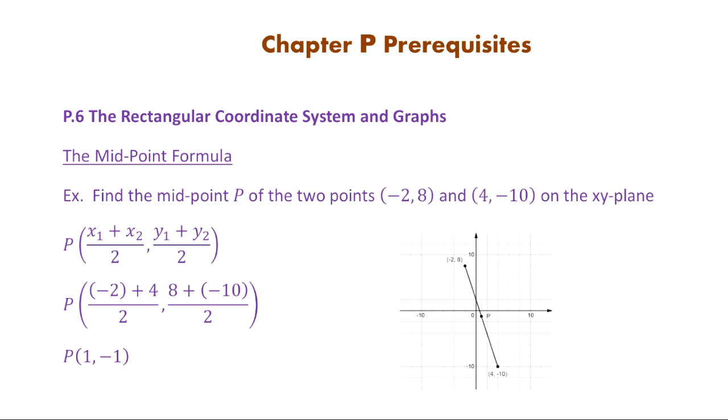So x1 is -2 and x2 is 4, so we get (-2 plus 4) over 2. -2 plus 4 is 2. 2 over 2 is 1. So we get 1 as the x coordinate of the midpoint. And then y1 is 8, y2 is -10. So 8 plus -10, that's -2. -2 over 2 is -1. So the y coordinate of the midpoint is -1. So the midpoint is at (1, -1).